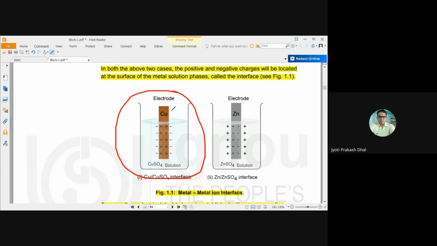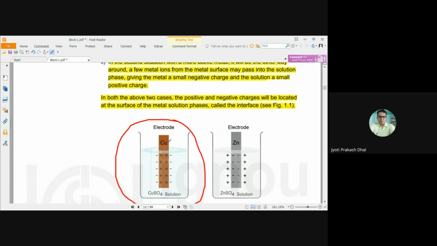So on the copper metal electrode, some of the Cu2+ ions from the solution will be deposited on its surface. So the surface will become slightly positively charged and the solution will become slightly negatively charged. So one electrical double layer will be formed. The surface of the electrode will be positively charged and its surrounding will become negatively charged from the solution side, and hence a potential will be developed.